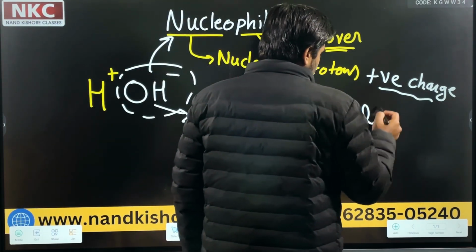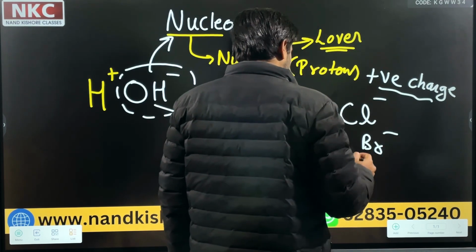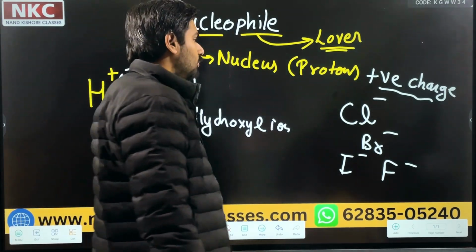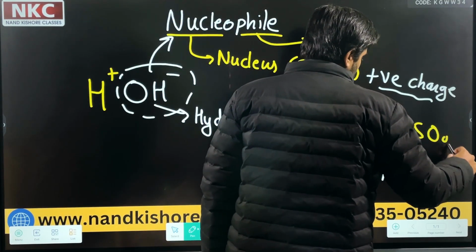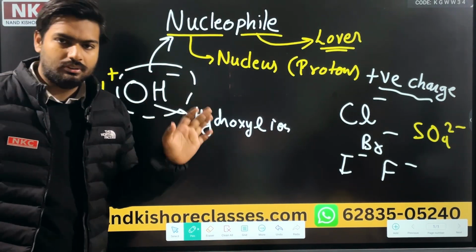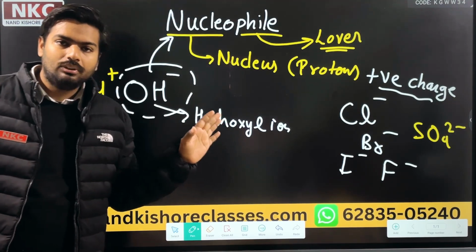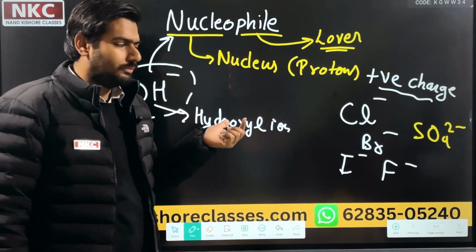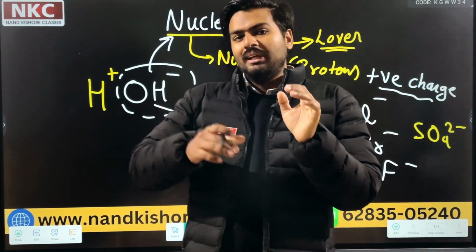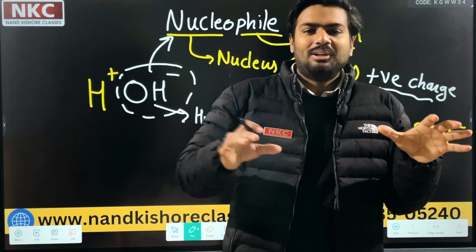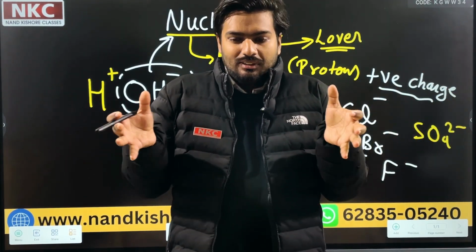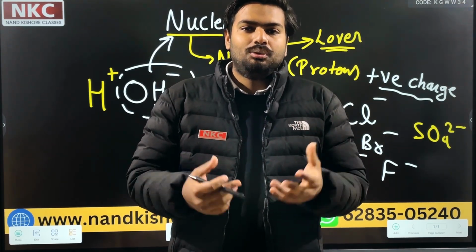Likewise, Cl minus, Br minus, I minus, F minus, these all are nucleophiles. SO4 2 minus, sulfate ion, carbonate ion, these all are nucleophiles. I hope you are all clear with the terms electrophile and nucleophile, and you also get to know the difference between them. They are mutually related, because an electrophile and a nucleophile cannot be stable individually. They need to collaborate so that they can live a longer life.